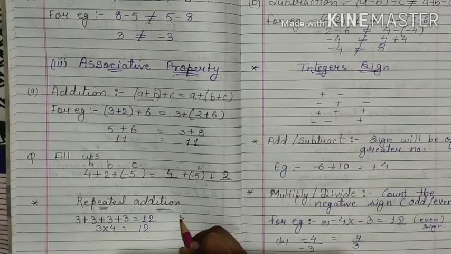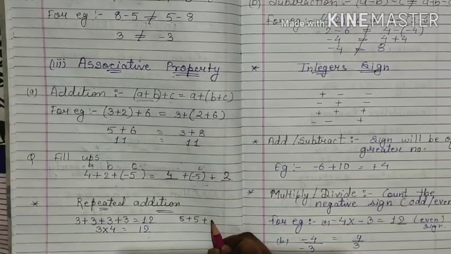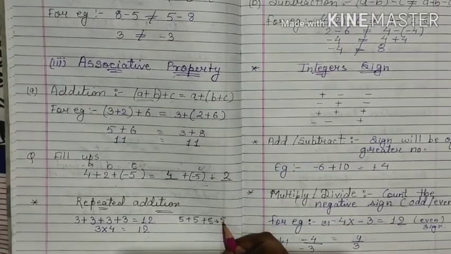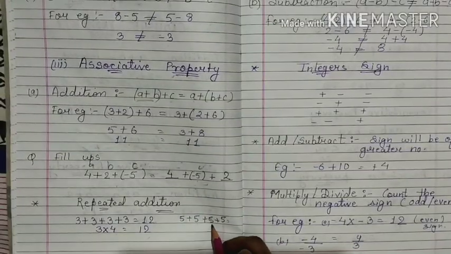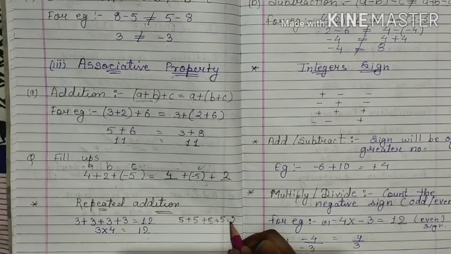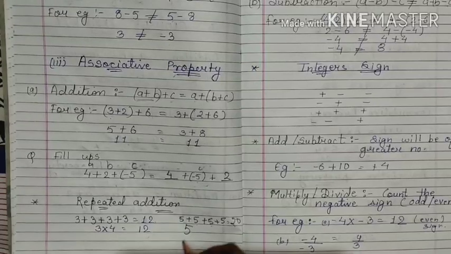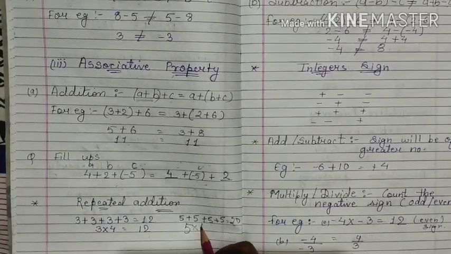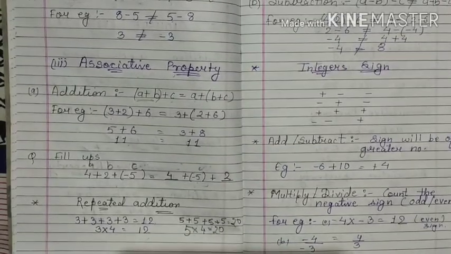You can do an example. Let's suppose 5 plus 5 plus 5 plus 5. 5 plus 5 is 10, 10 plus 5 is 15, and 15 plus 5 is 20. Or we can write 5. We have added 5 for 4 times. We can multiply with 4. It will be also 20.